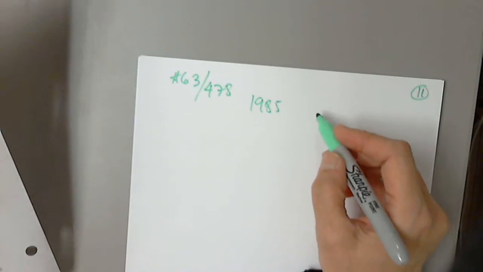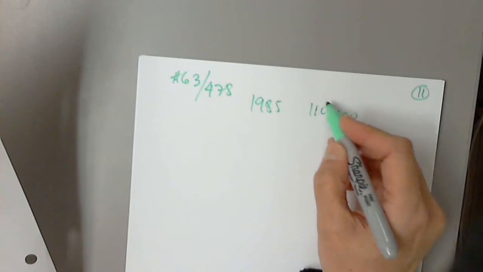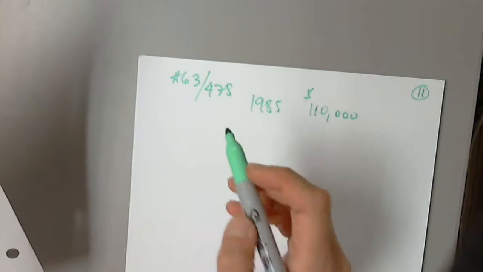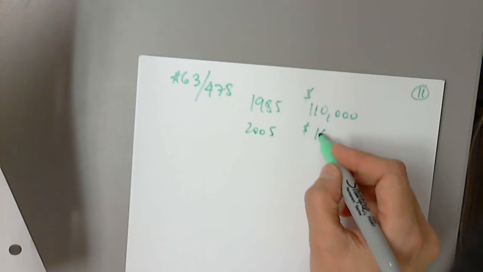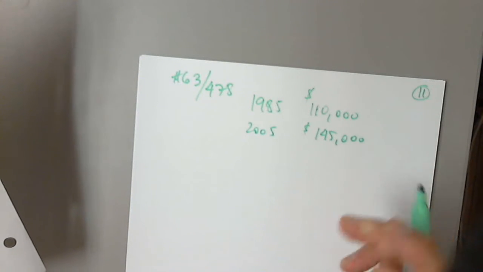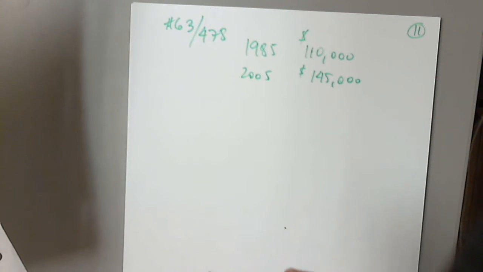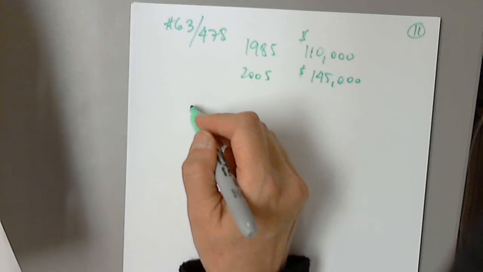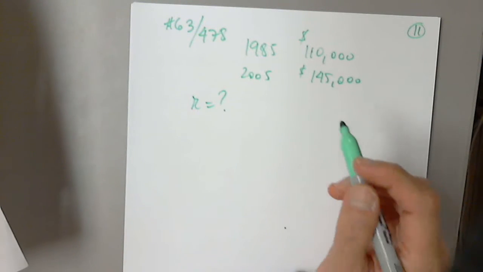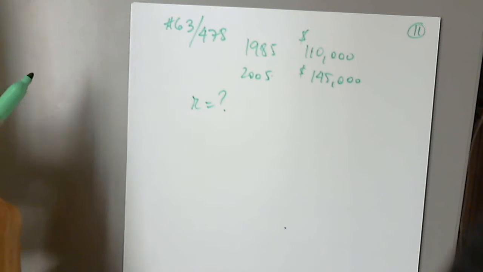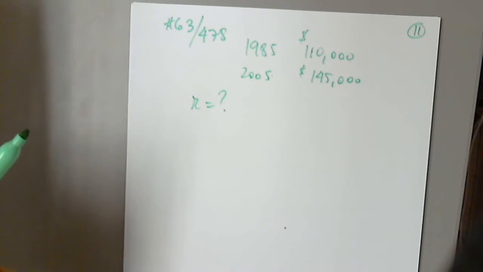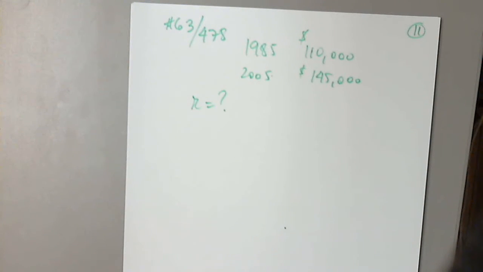1985, it was 110,000. In 2005, it was 145,000. What was the annual growth rate, which is R, between 1985 and 2005? Assume that the value continued to grow by the same percentage. What was the value? Blah, blah, blah. Okay.